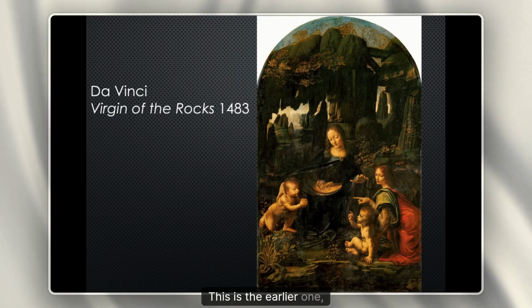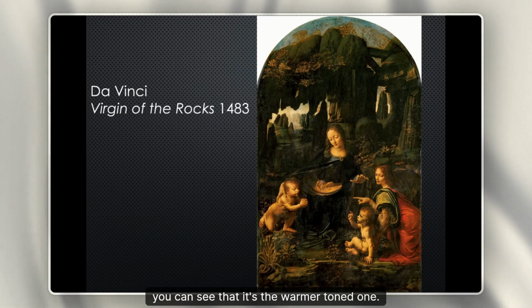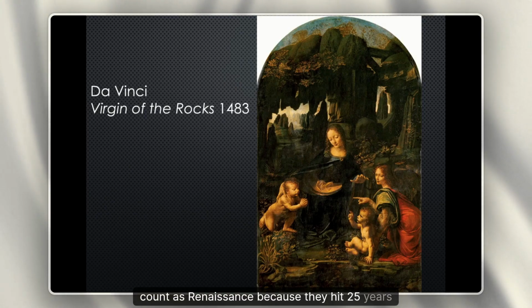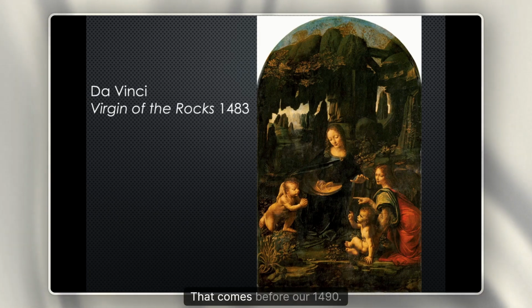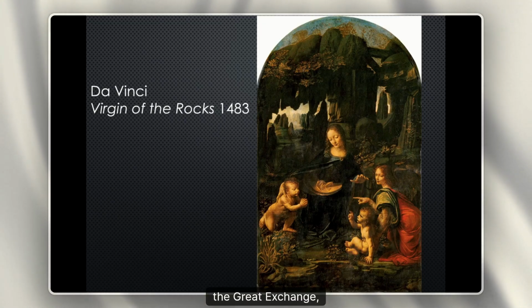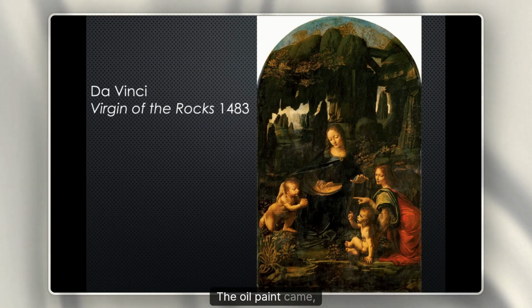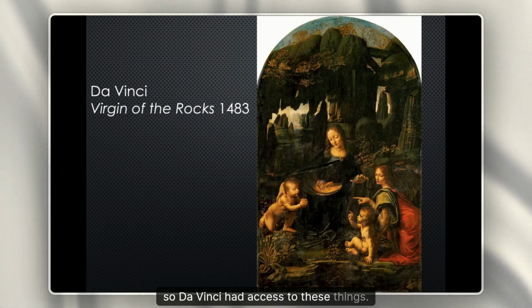This is the earlier one, 1483. You can see that it's the warmer toned one, if you're trying to remember that warm versus cool. Both of them count as Renaissance because they fall 25 years apart within that 30-year period. This is 1483, which comes before our 1490. But you remember from our last lecture before the midterm, the Great Exchange, where the Southerners got that oil painting technology. The oil paint came in the 1470s, so Da Vinci had access to these things.